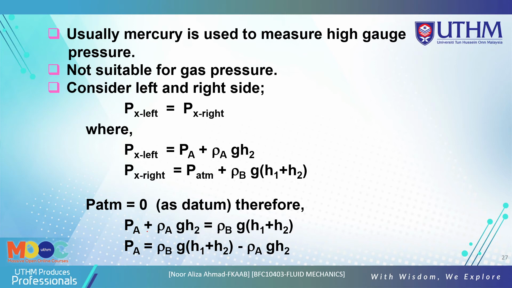So the PA plus density A times g times H2, and the pressure at right, so there's only this equation, no atmosphere. So you just put this one, and you get PA is PB times g times (H1 plus H2) minus density A times g times H2. So this is the concept for the U-tube simple manometer.